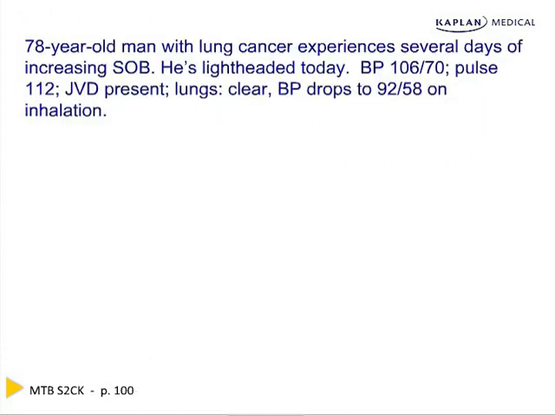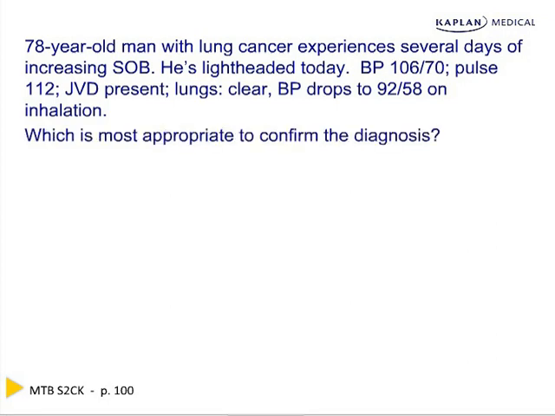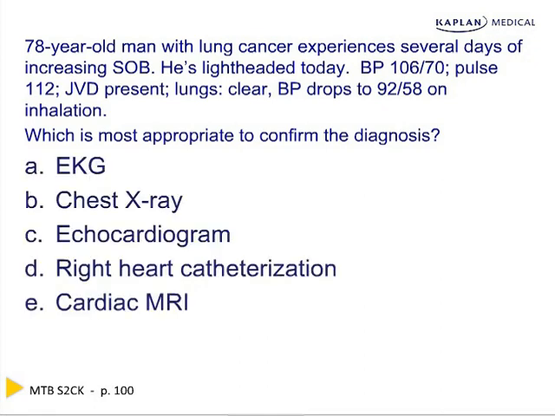A 78-year-old man with lung cancer has several days of increasing shortness of breath. He's lightheaded, he's hypotensive a little bit, but he's tachycardic and his blood pressure drops. And you can see that there's clear lungs, tachycardia, hypotension, distended neck veins, and most importantly, it drops by 14 points of systolic pressure on inhalation. 14 points. What's the most appropriate test to confirm this diagnosis?